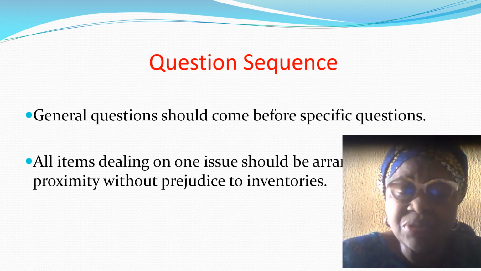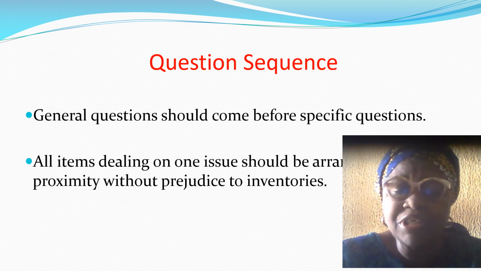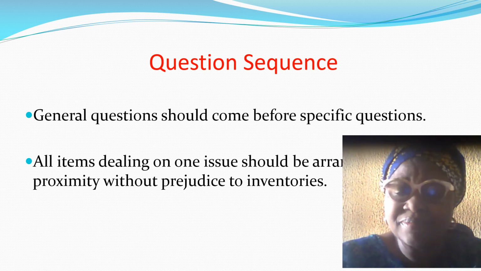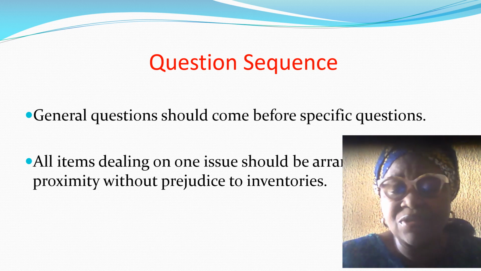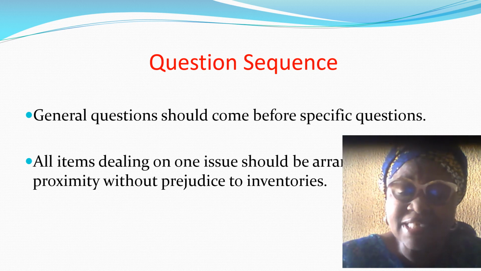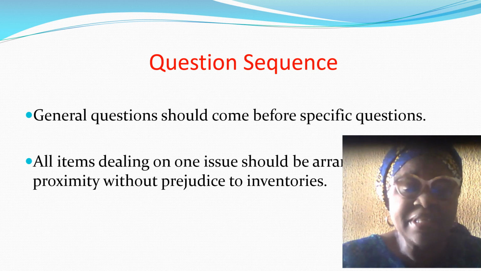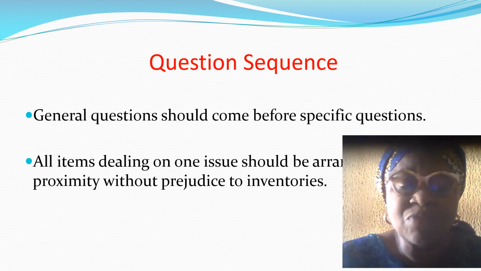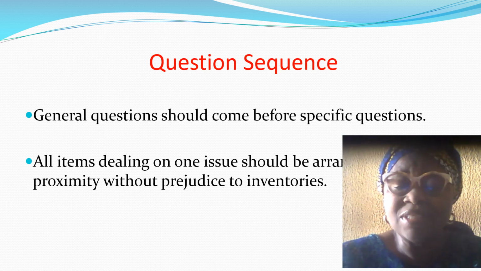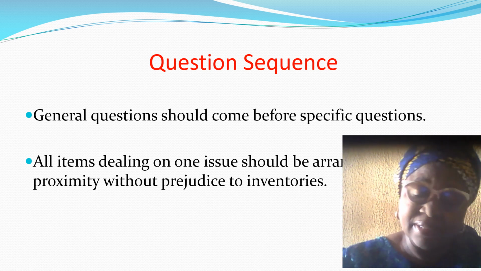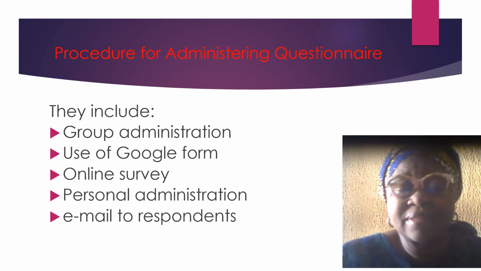Question sequence. How do you place your questions? Generally, general questions should come before specific ones. All items dealing with one issue should be arranged in close proximity. For instance, if we have sections, and that's in fact why we have sections, so that each section will be addressing a particular issue. This is without prejudice to inventory, because in inventory, after constructing the questions, you will mix them up. This is done to reduce faking by the respondents.